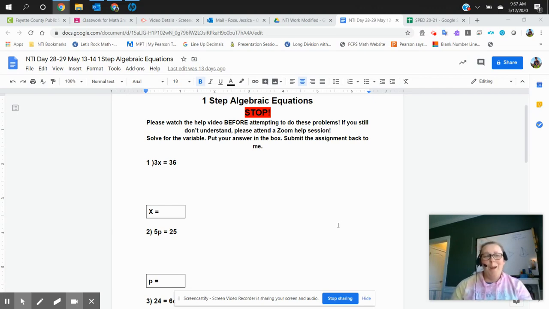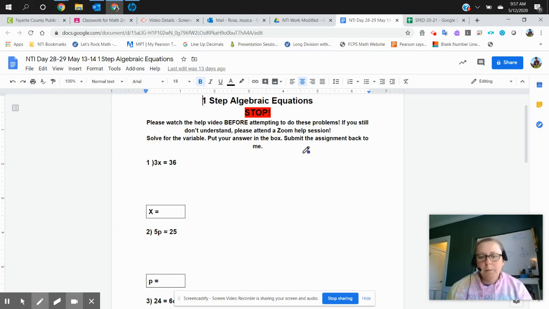NTI Day 28, May 13th through 14th, one-step algebraic equations. Today for this assignment, I know the day before we learned about plus and minus one-step algebraic equations. Today we're going to learn about multiply and divide one-step equations.